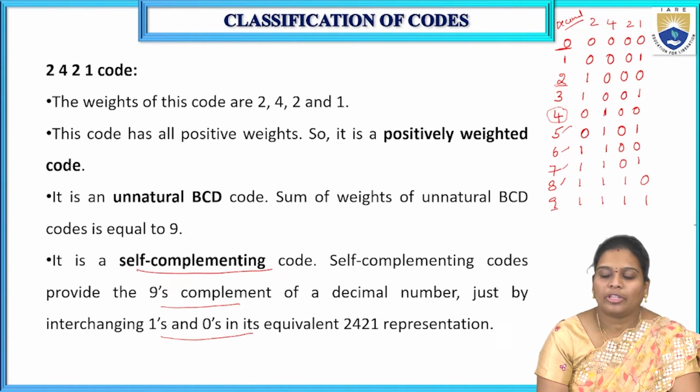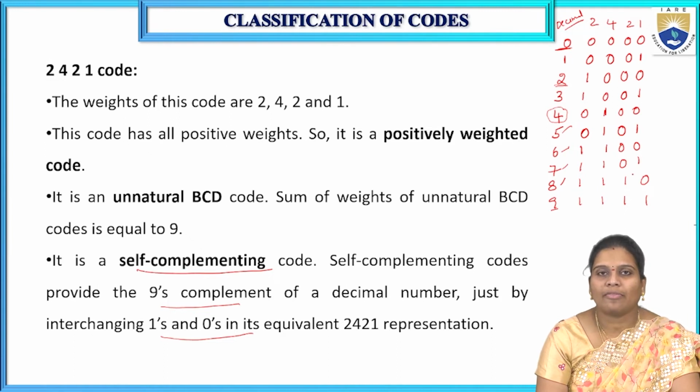Okay. So within this truth table only, we are applying the 9's complement of that particular decimal value. We are getting the resultant. So coming to this condition, the binary values, here we are applying the 1's complement of this one. Again we are getting the same results as in this truth table. So this is called the self-complementing code.